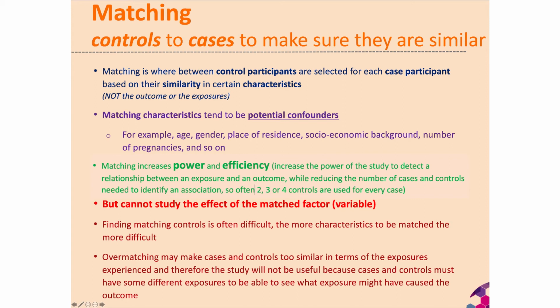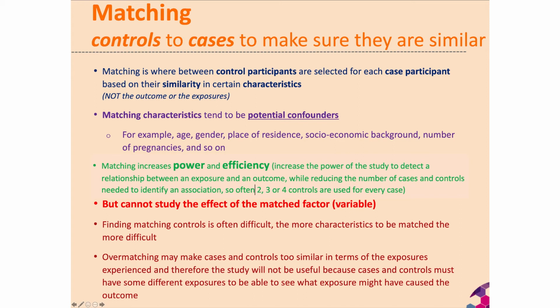Matching controls, especially when you're matching against a lot of different characteristics, can be difficult because you're trying to find controls who are very similar to the cases but also are matching against a range of different criteria. So it can be difficult to find lots of controls when you start matching by 2, 3, 4 different characteristics.